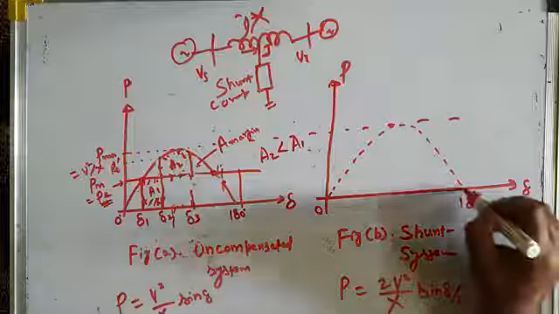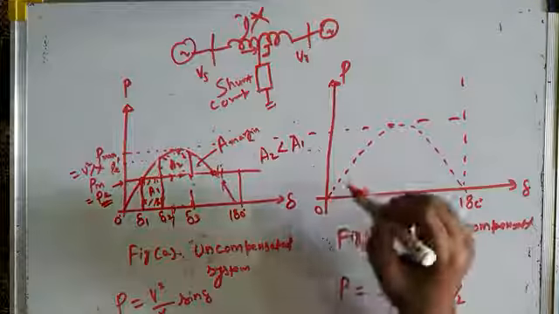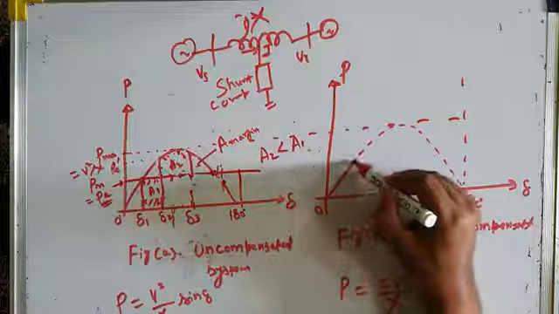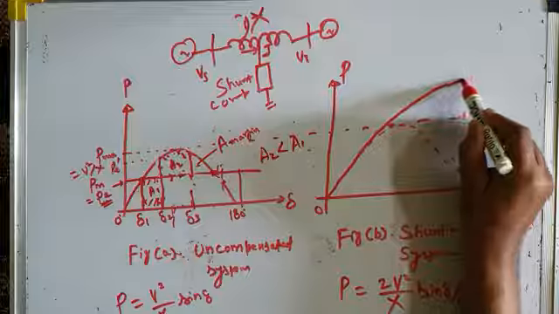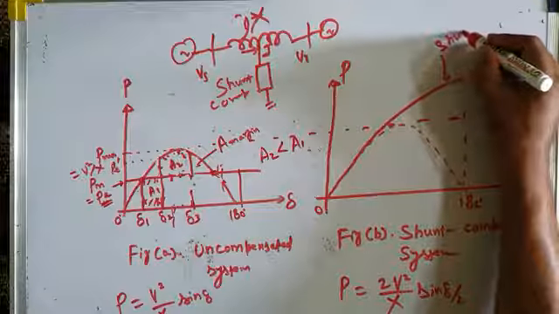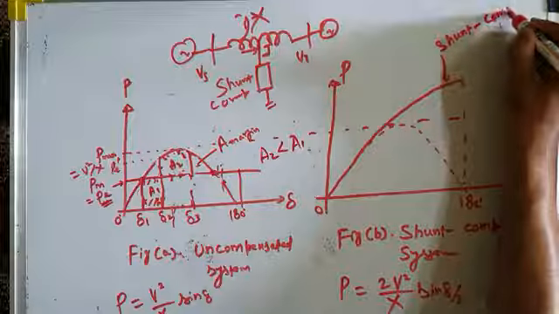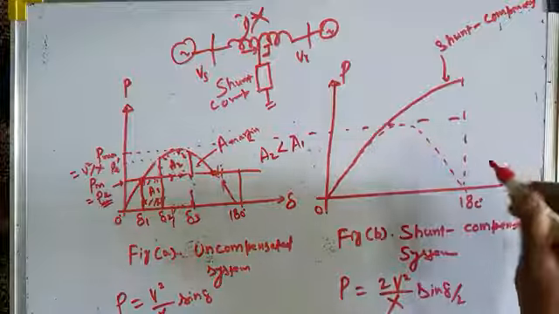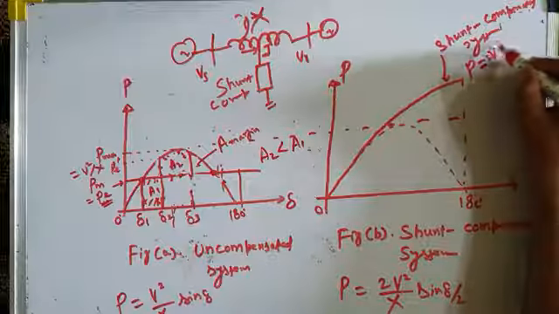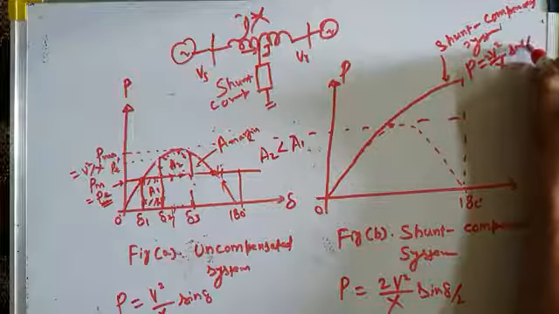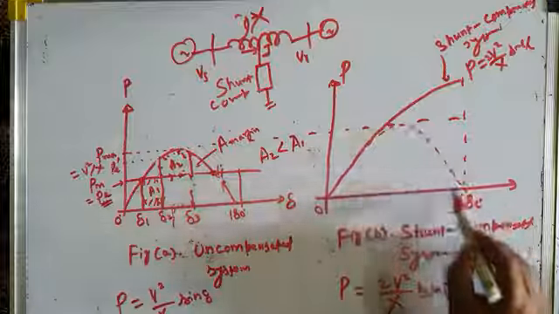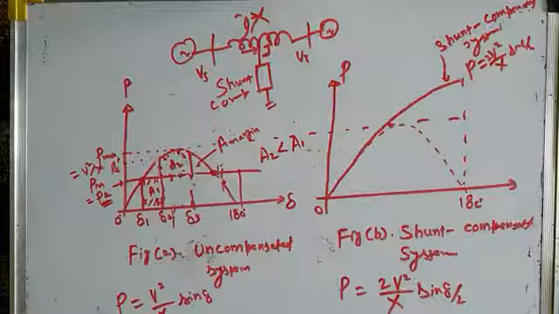But for the shunt compensated system, the power angle characteristic is not given by this. It is given by something like this. This is the power angle characteristic for the shunt compensated system. We already know it, we have studied it in one of the previous classes. This is the shunt compensated system for which power is 2V square by X sine delta by 2. So your power angle characteristic gets modified for the shunt compensated system. This is your new power angle characteristic.